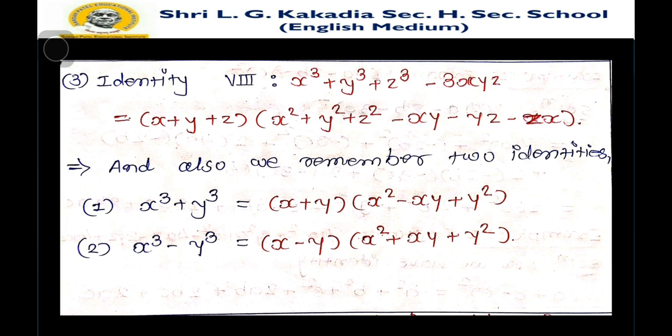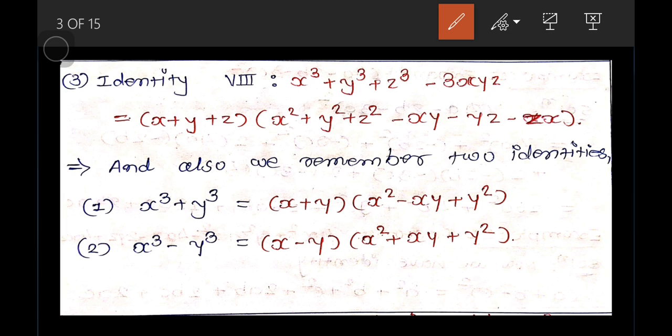Now identity number 8. Identity 8 is given as x cube plus y cube plus z cube minus 3xyz. If any algebraic expression is given in this form, then we can factorize this expression as (x + y + z) into (x square plus y square plus z square minus xy minus yz minus zx).